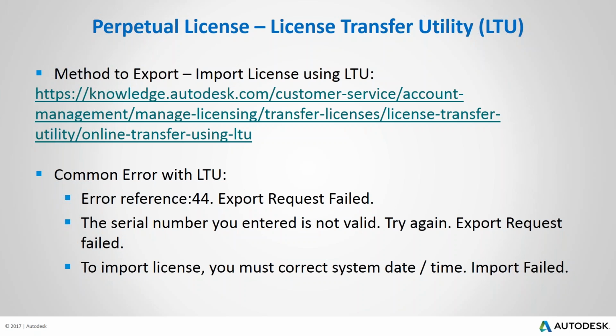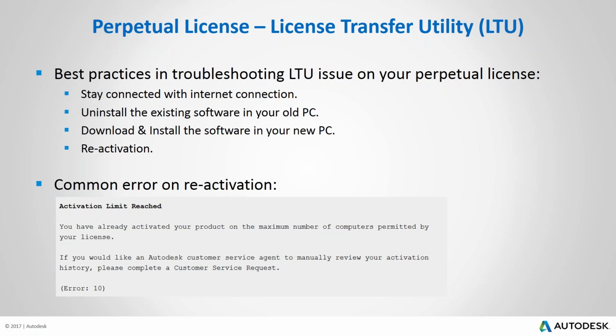Here are some common issues that you may have seen when you try to run license transfer from your utility. First will be error reference 44, and your export request will fail. Next will be serial numbers that you entered are not valid, and the export request will fail as well. Next, to import your license, sometimes you might correct your system date and time, and you might have to repeat again, and it will come up with an import fail error message.